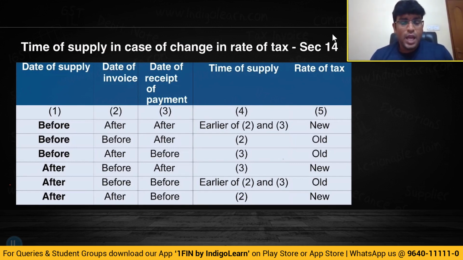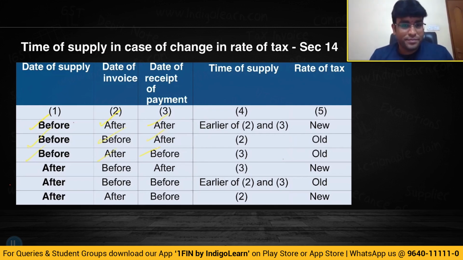Let's complete this. Time of supply in case of change in rate of tax. Section 14. So there are 3 dates what I have given here, sir. Before, after, after. Before, after, before. So don't just get confused, guys. It's very simple and easy. Not at all tricky. Pretty simple, guys.